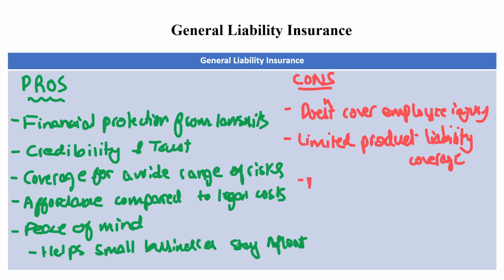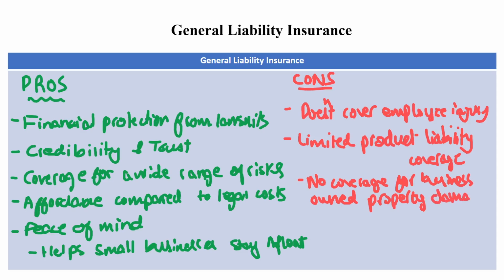Then we have no coverage for business-owned property damage. While GLI covers damage your business causes to other people's property, it does not protect your own business assets. If your office, inventory, or equipment is damaged due to fire, theft, or natural disasters, you will need commercial property insurance to cover these losses. Without it, replacing or repairing valuable assets would come out of pocket.